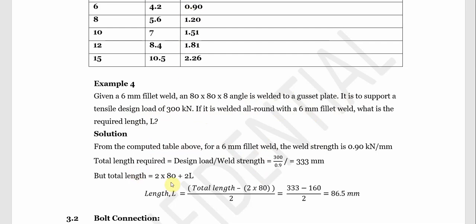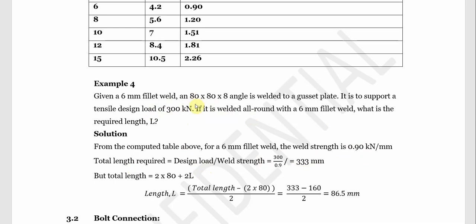Now, the total length required is the design load over the weld strength. If we are given this design load of 300 kN and our weld strength is 0.9, then our total length will be 333 mm.